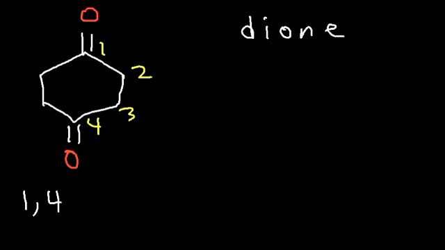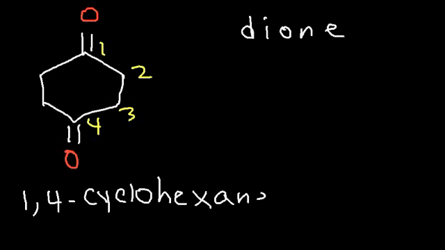Let's try another example. Consider this one. How can we name this particular ketone? Because there's 2 ketone functional groups, this is going to be called a dione. Now, if the first one is assigned a number of 1, the other one will be 4. So this is going to be called 1,4-cyclo, not penta, but hexa, since there's 6 carbons in a ring. So cyclohexane, and then dione.